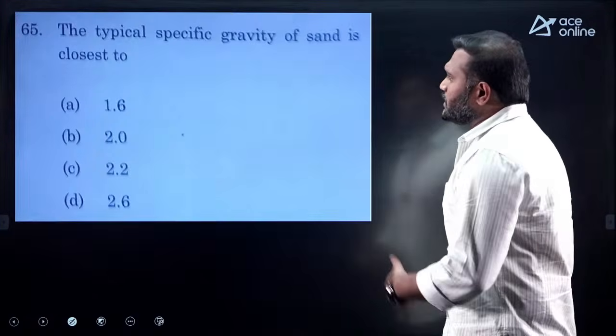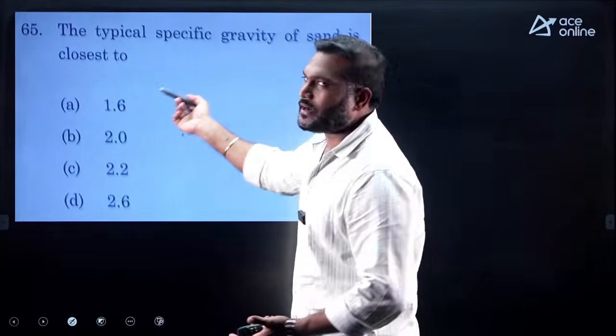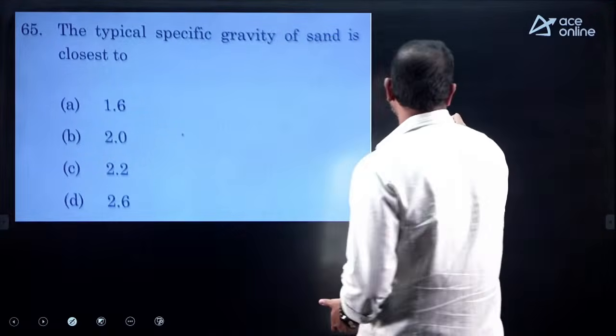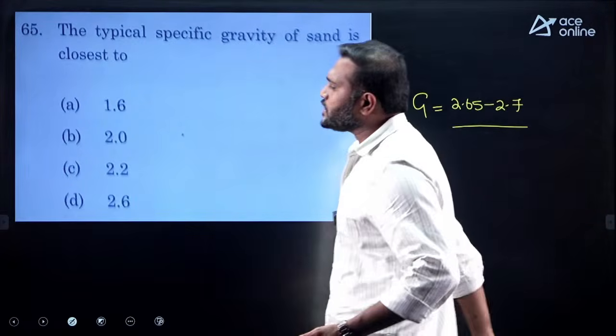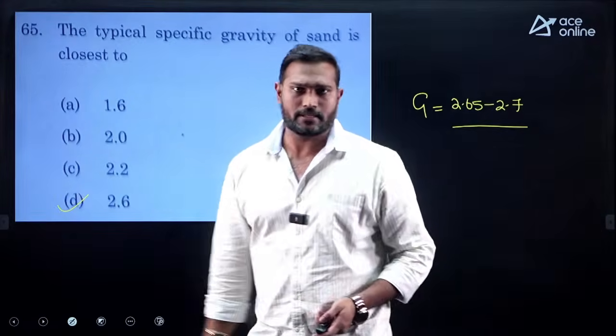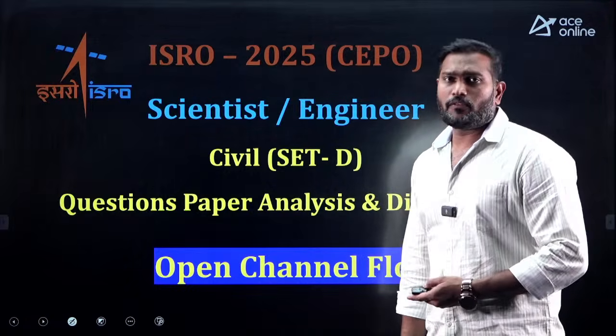Now let's see the last question of the geotech. The typical specific gravity of a sand. Generally, the specific gravity is around 2.65 to 2.7 for sand. The nearest answer is option D, which is 2.6. So now come to the questions from open channel flow.